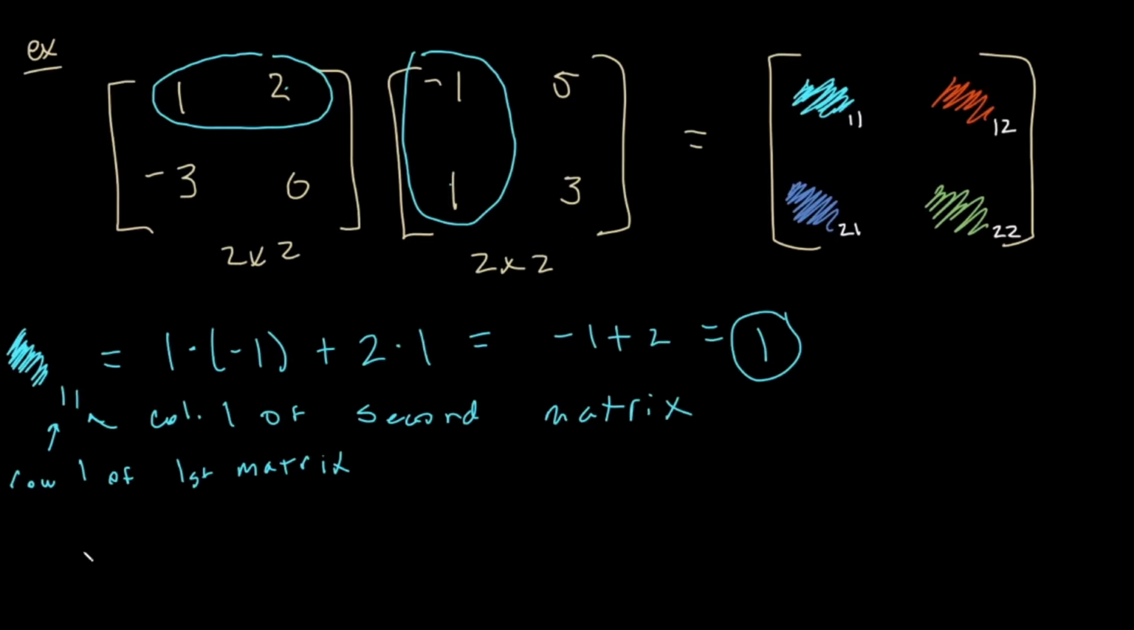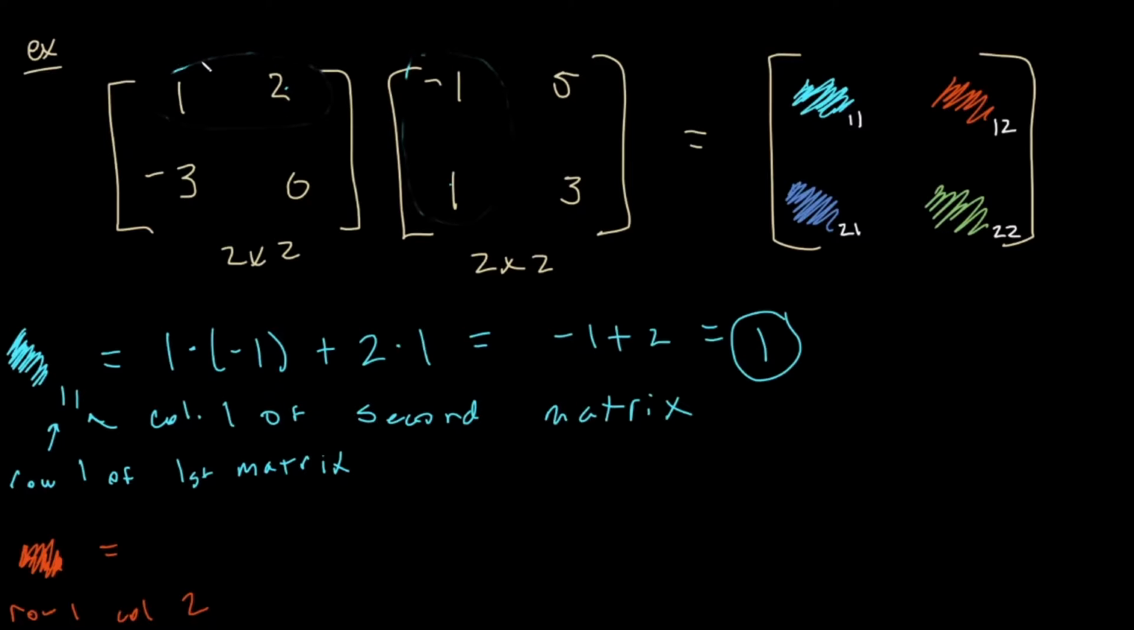Okay, let's do the red one now. The red one is row 1, column 2. So that means I need to use row 1 and column 2. And this is going to seem hard at first, but it's going to become very natural. Promise you. So this isn't easy. If this is a little hard for you, don't worry, that's natural.